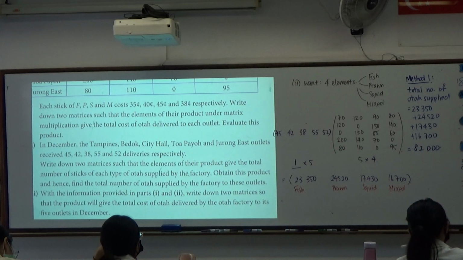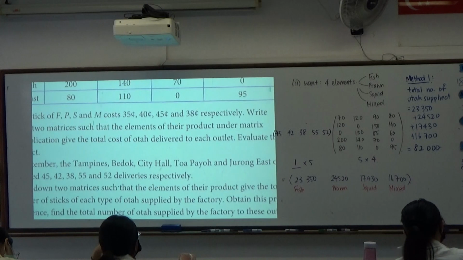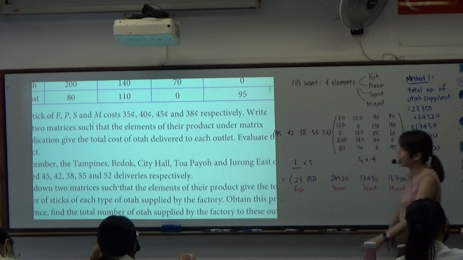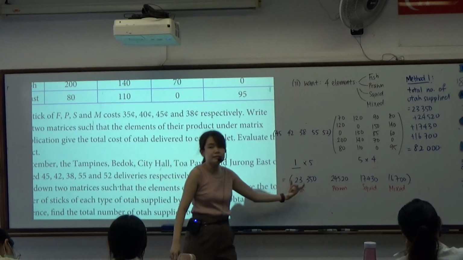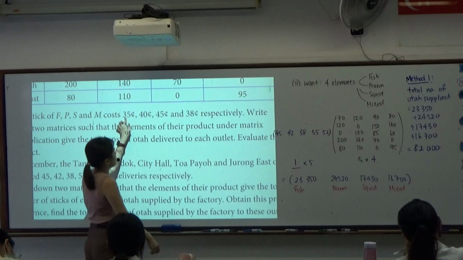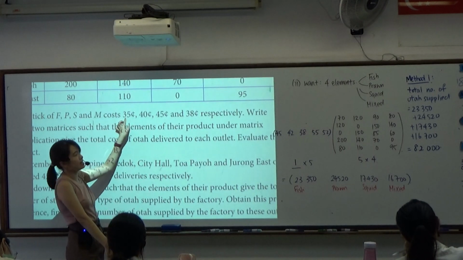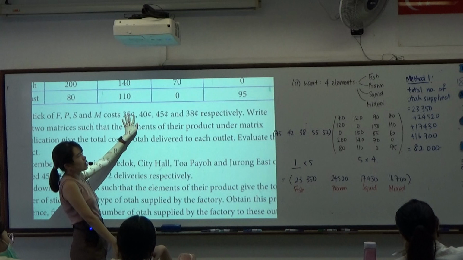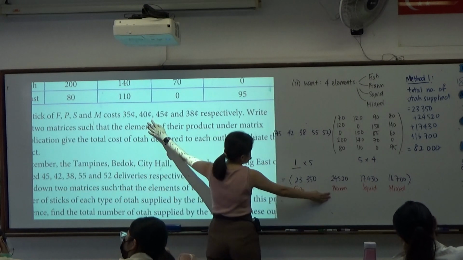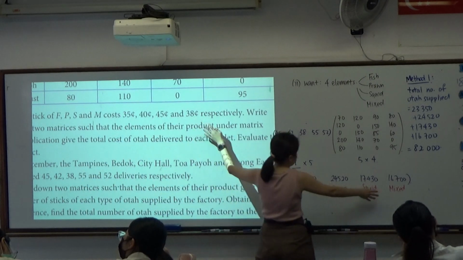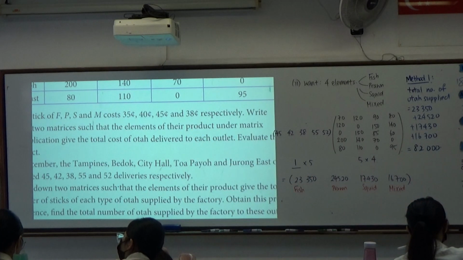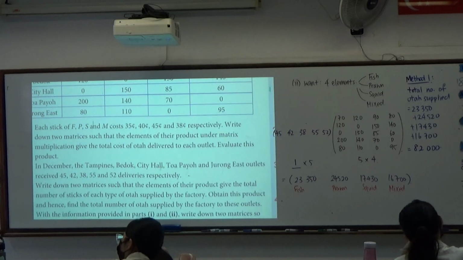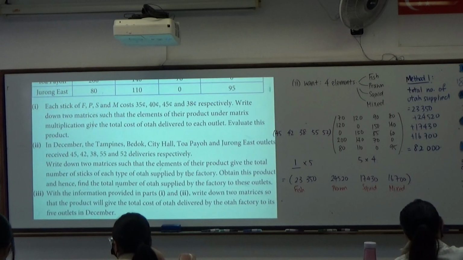Earlier on in part 1, we already know the cost over here, which is 35 cents, 40 cents, 45 cents, and 38 cents. So you can take these numbers, multiply with this in order to know the total cost for fish otah. Then prawn multiply with 40 cents, squid with 45 cents, and mixed with 38 cents. However, the question specified using matrices, therefore you need to form suitable matrices and you cannot do normal calculations like that.